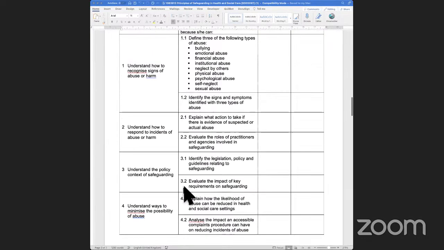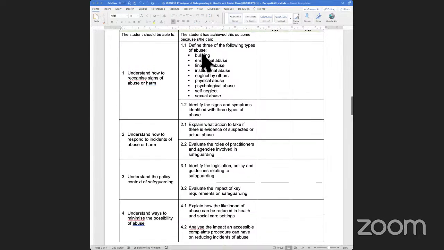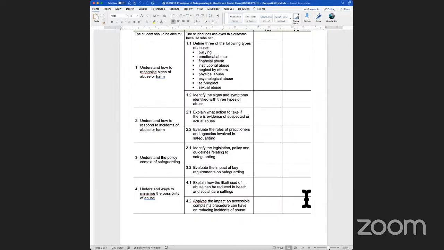Each learning outcome has 2 assessment criteria: 1.1, 1.2, and similarly for learning outcome 2, 3 and 4 as well. We are going to look at this area systematically in a bit more detail. So we'll be looking at about 4 sessions, followed by an assignment discussion session, to cover this particular unit in great detail.